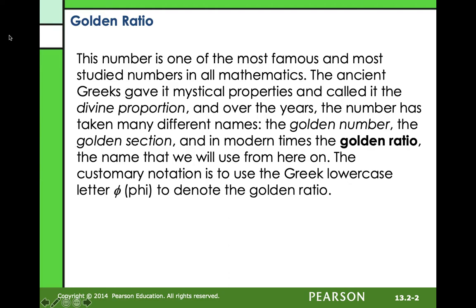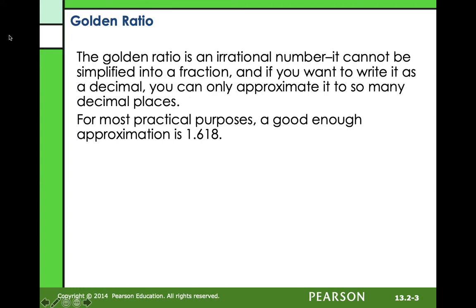The Greeks thought that it was so important they gave it mystical properties, and called it a divine proportion. It's taken on a whole bunch of different names since then, such as the golden number, the golden section, and today in modern times we consider it to be what's called the golden ratio. The way that we typically denote the golden ratio is with the Greek lowercase letter phi. It looks kind of like a circle or an O with a slash through it. That's going to be the notation we'll use to denote the golden ratio.